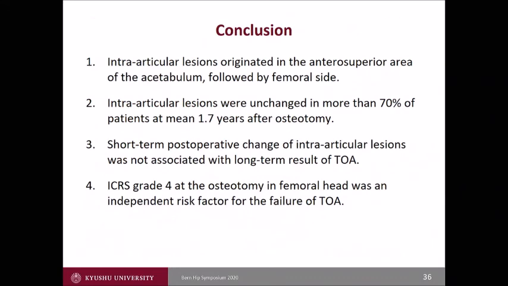In conclusion, intraarticular lesions originate in the anterior superior area of the acetabulum, followed by the femoral side. Intraarticular lesions were unchanged in more than 70% of the patients at a mean of 1.7 years after osteotomy. Short-term postoperative change of intraarticular lesions was not associated with the long-term result of the TOA. ICRS grade 4 at the osteotomy in the femoral head was an independent risk factor for the failure of TOA.